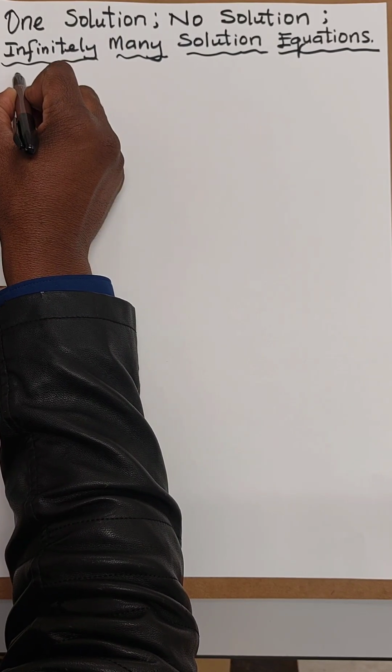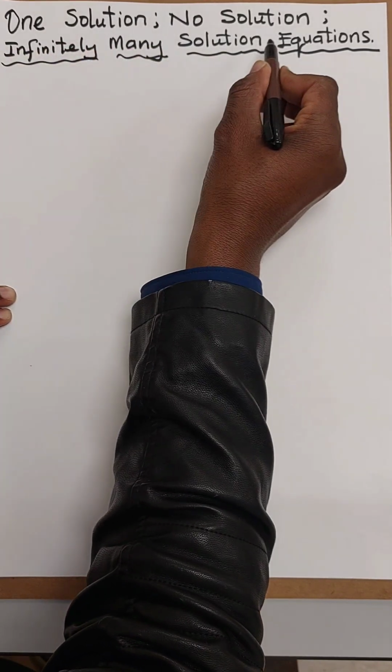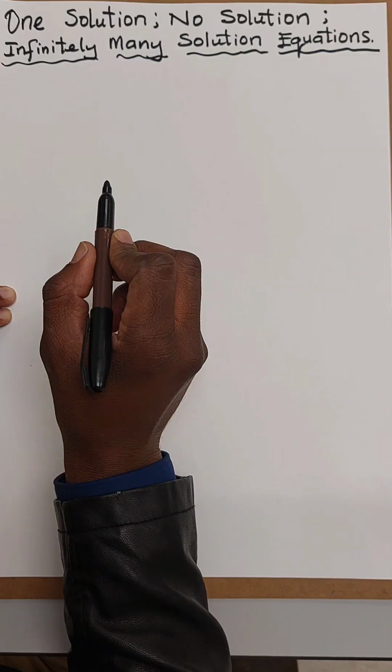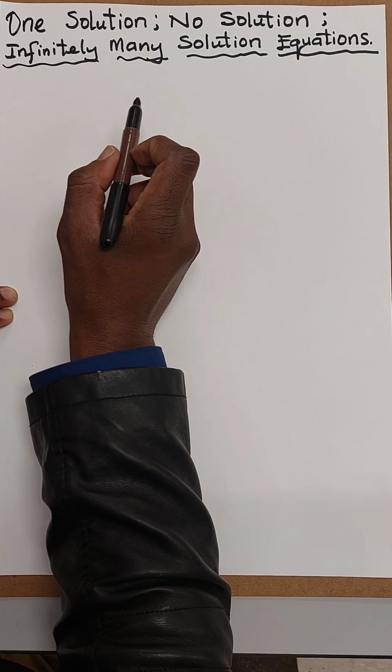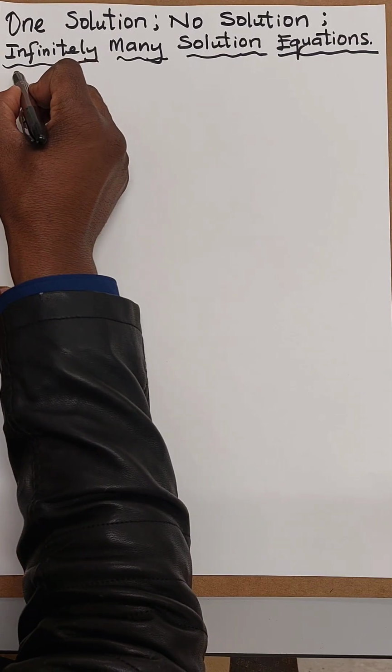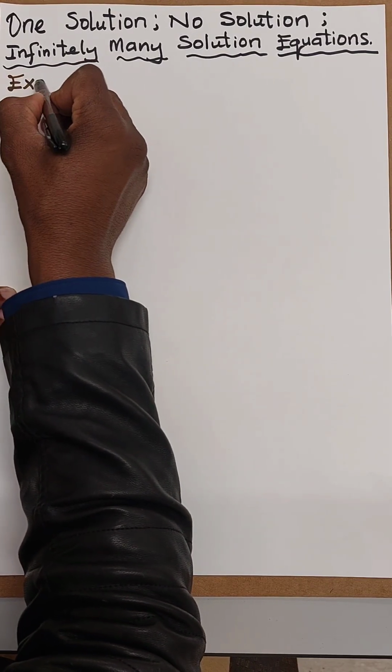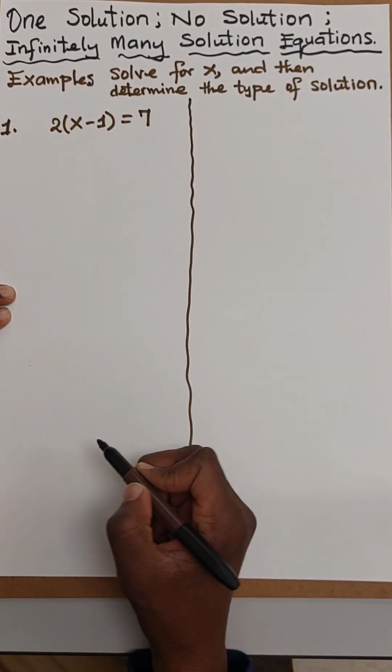Determine the solution: if it is one solution, no solution, or infinitely many solutions. We will make the conclusion after solving the linear equation. Let's consider the first example. This is the first equation.